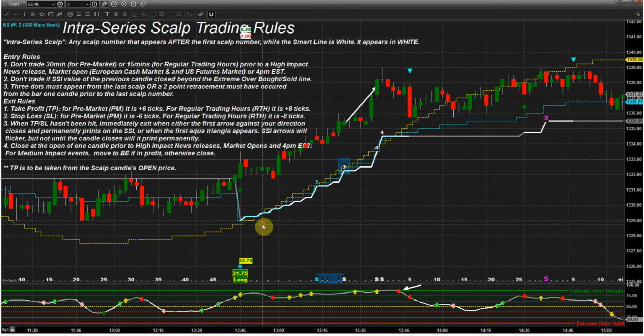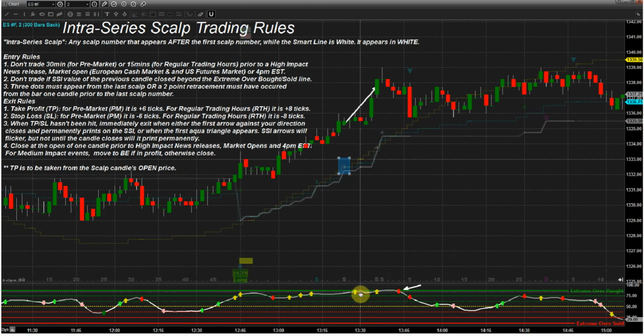For, again, medium impact news releases, if you're in profit, move it to break even and still look for your profit target of 6 ticks pre-market or 8 ticks regular trading hours. If you're in loss, close it. Those are the rules for the intra-series scalps.